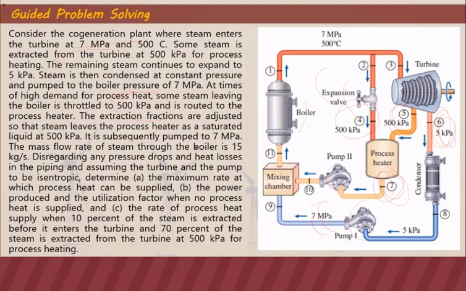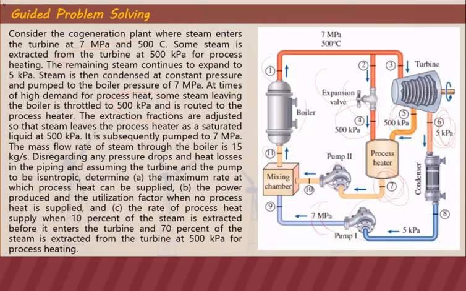The mass flow rate of steam in the boiler, m11, or m1, is 15 kilogram per second. We are to determine the maximum rate at which process heat can be supplied, the power produced, and the utilization factor when no process heat is applied, and the rate of process heat supplied when 10% of the steam is extracted before it enters the turbine, and 70% of the steam is extracted from the turbine at 500 kPa for process heating.